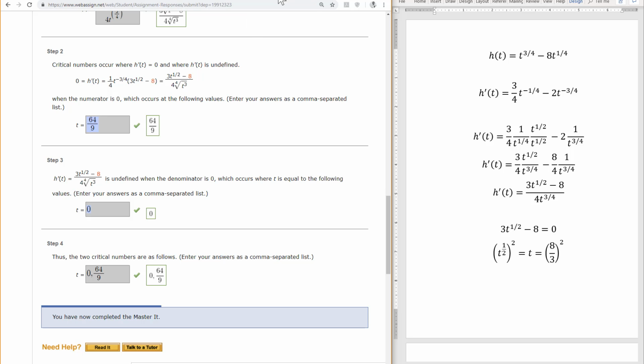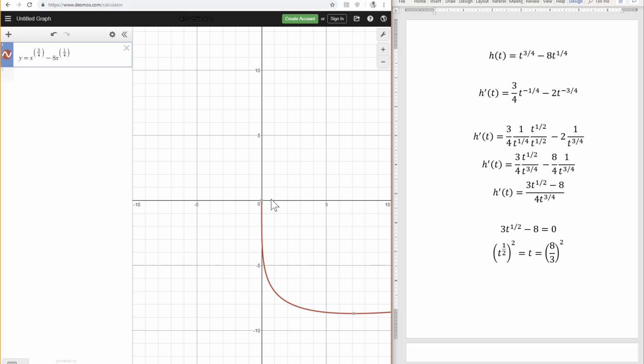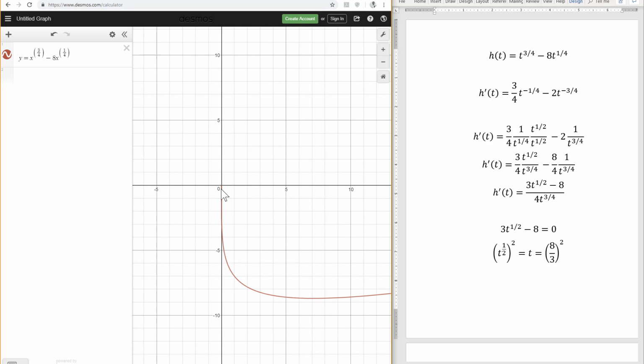So if we take a look at the Desmos graph, we see here that at 0 we have a vertical slope. As we approach 0, it's actually defined at 0, and we have basically a vertical slope. So that's when the derivative is undefined. And over here if you put 64 over 9 in your calculator, you should get something like 7.1-ish, and that's going to be our slope of 0, a tangent line of 0.